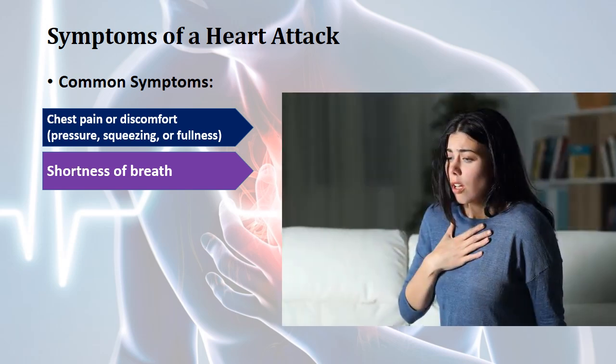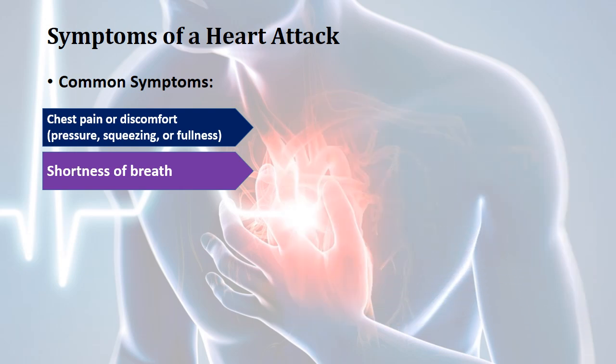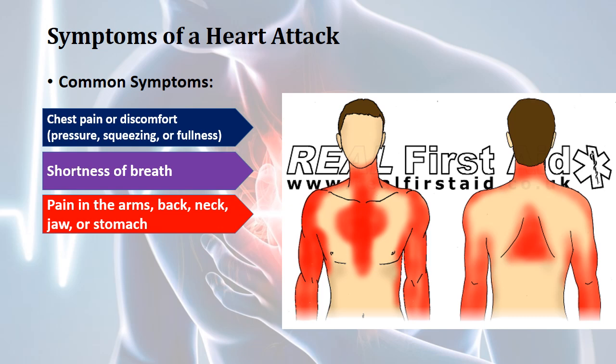And the next one is shortness of breath. When we are getting a heart attack, it feels difficult to breathe. And then the next symptom is pain in the arms, back, neck, jaw, or stomach. At first, the pain in a heart attack might start from our chest, but suddenly it starts to radiate toward our shoulder, and then to our neck, our jaw, and our hands or arms, and then our back, and it can even travel to our stomach. That's why the pain of a heart attack is so confusing, right?